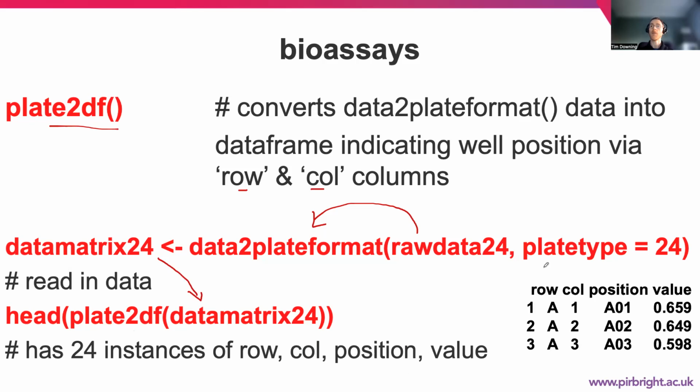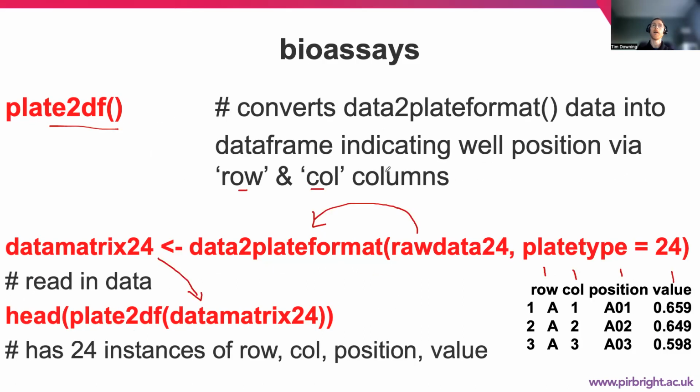So what we would see is the rows and then the columns. So we might have A, 1 to 12, B, 1 to 12, and so on. The position is specified, and then we have the value we observe. So it's a lot like the ggplate package.